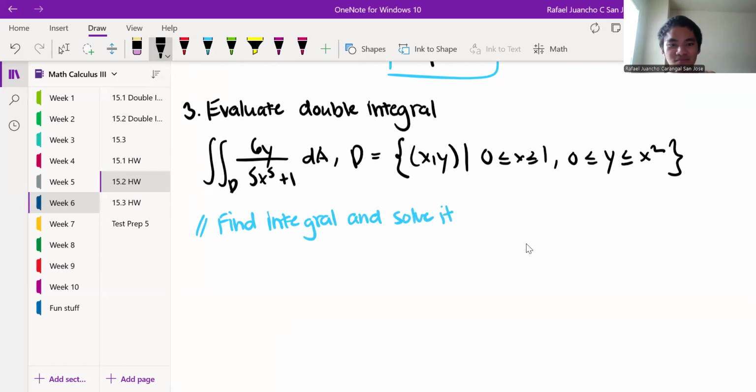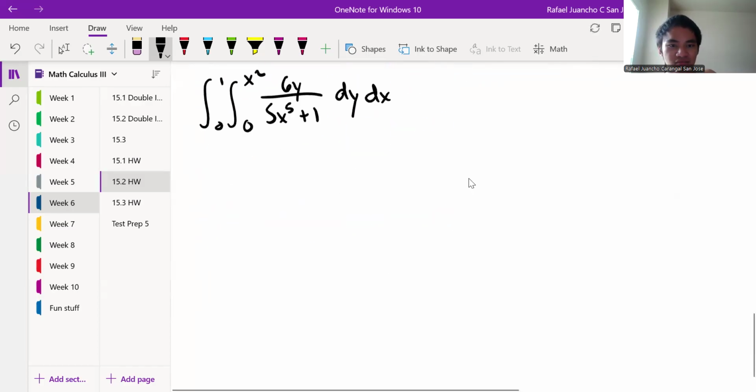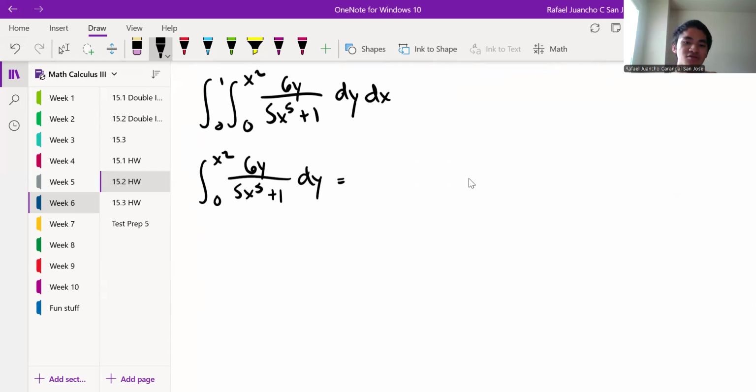So what's the integral? First, let's try doing 0 to 1 for my x. For my y, it's 0 to x squared. Put my function in. What's this? dy, and then dx, right? And then I solve it. So here I have the integral from 0 to x squared of this thing, 5x to the 5th plus 1 dy. Now, how do I solve this thing?